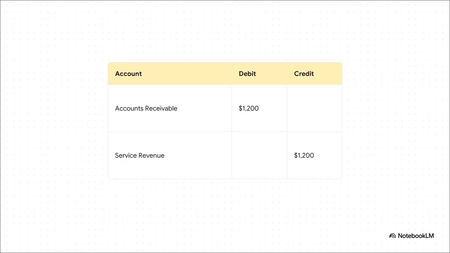We debit an asset called accounts receivable for $1,200. This shows the client now owes her money. And we credit service revenue for the same amount to recognize that she earned that income in December. Her revenue for the month is now totally up to date.